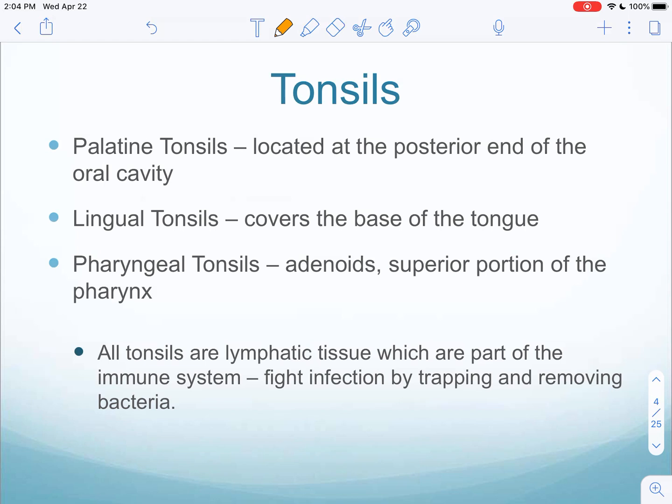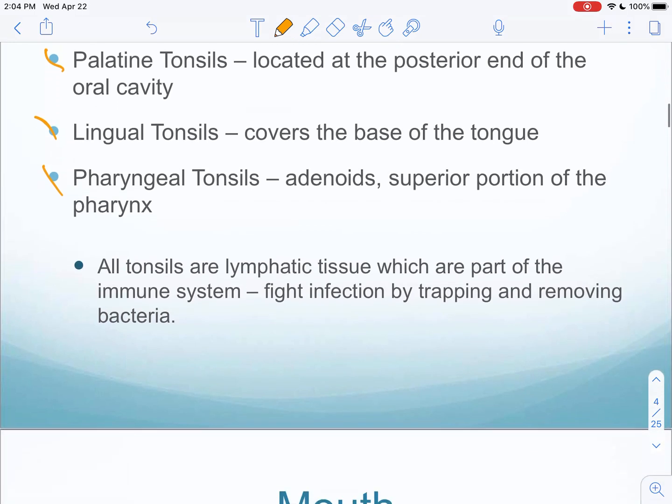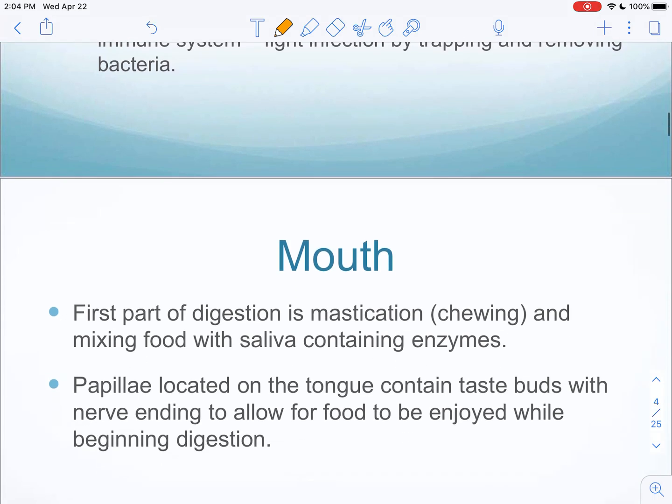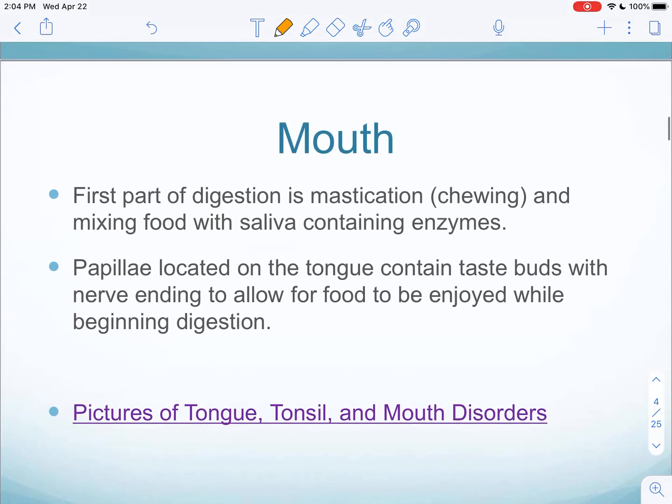Tonsils. We talked about the tonsils already, so I'm not going to go through this in a huge amount of detail. You remember the palatine, the lingual, which is the back of the tongue. The palatine is at the back of the throat. Those are the ones that you can see when you open your mouth. The pharyngeal tonsils, or the adenoids, are in the back of the nasal cavity, and they're all made up of lymphatic tissue to help remove bacteria and prevent infection.